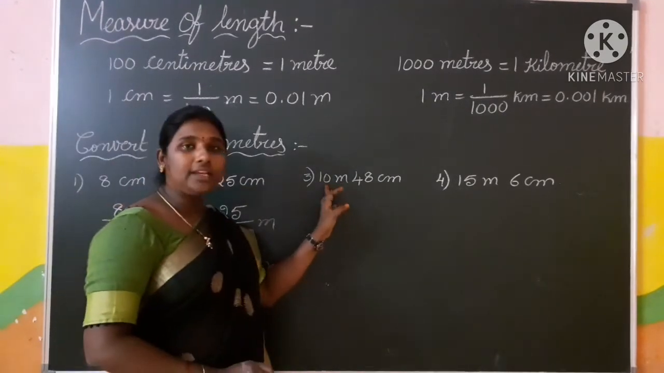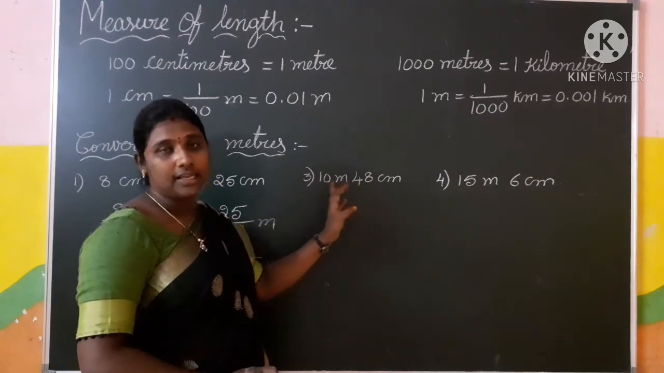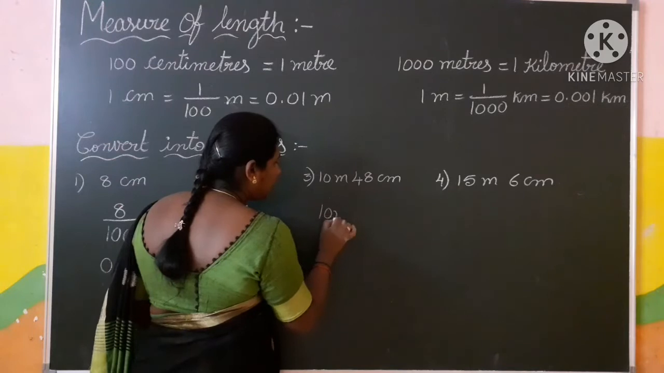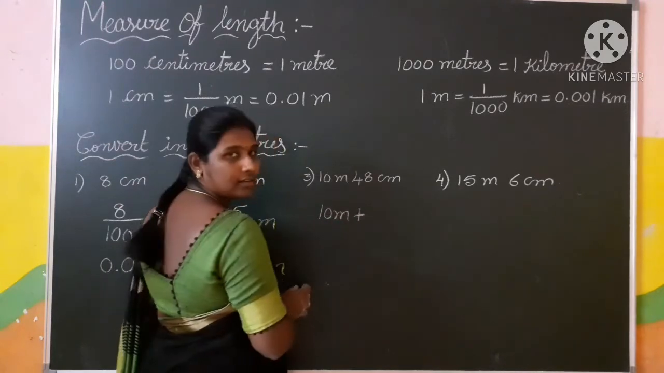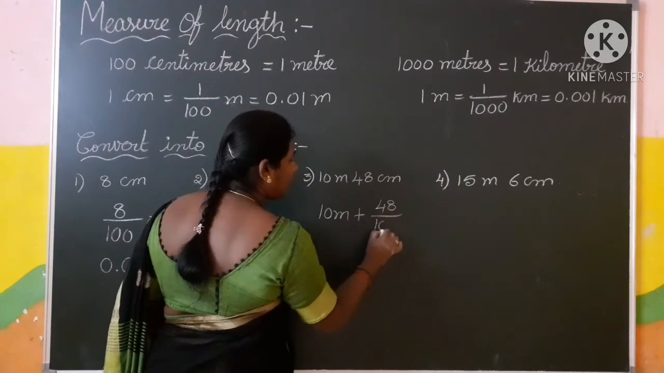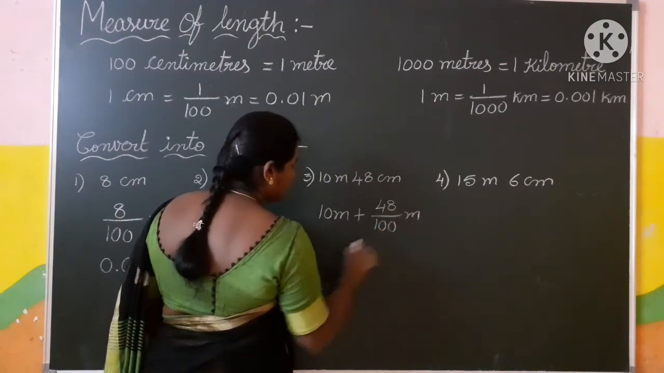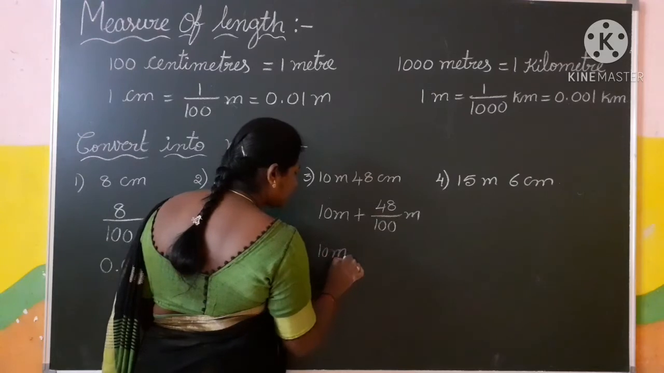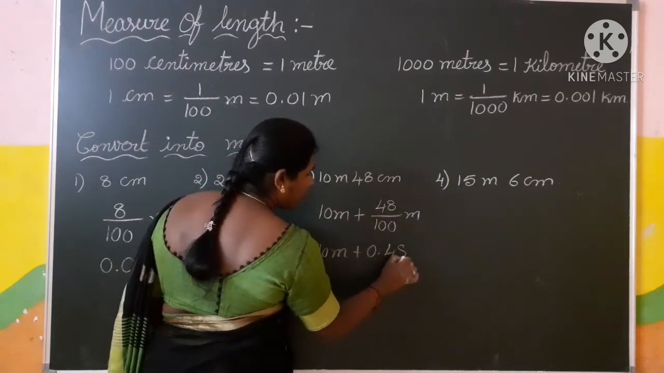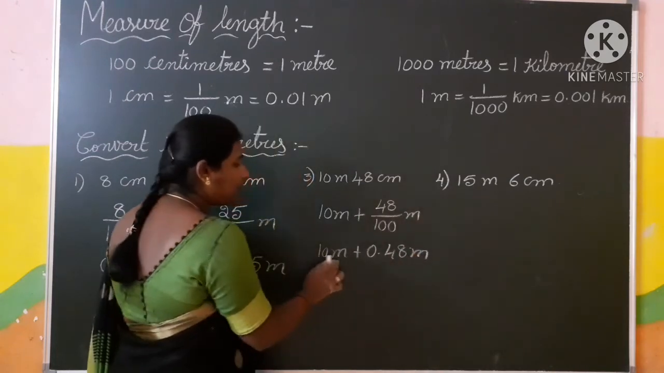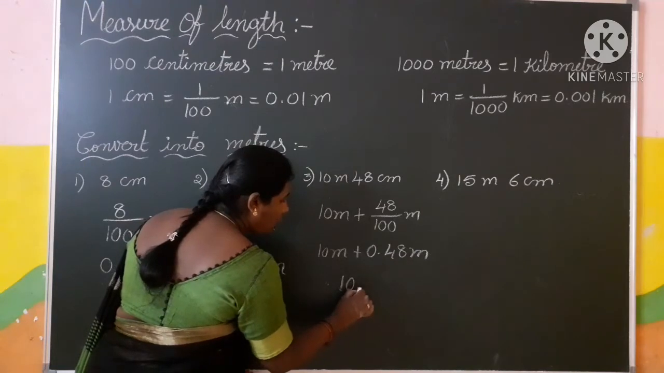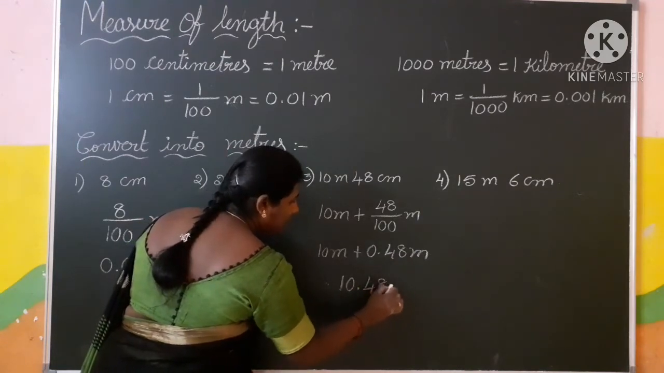Next, 10 meters 48 centimeters. How should we write 10 meters plus 48 centimeters? 48 centimeters is 48 by 100 meters, which is 0.48 meters. So 10 meters plus 0.48 meters. Adding these two, we get 10.48 meters.